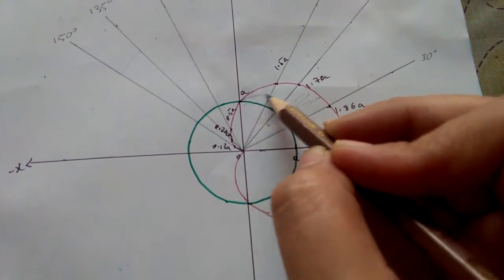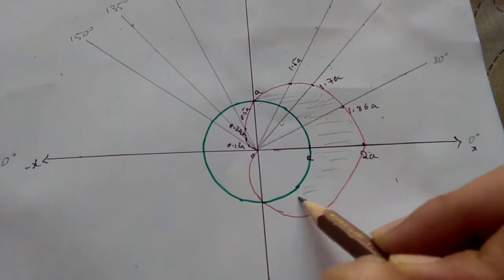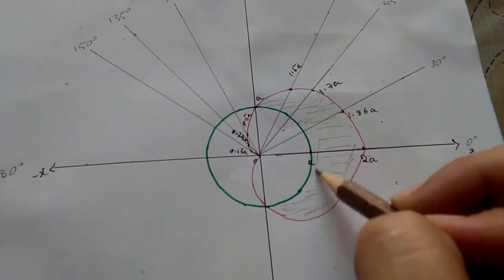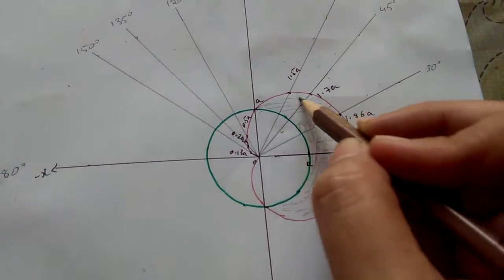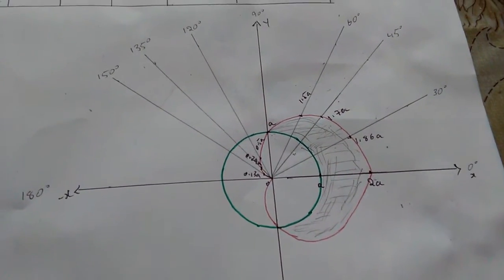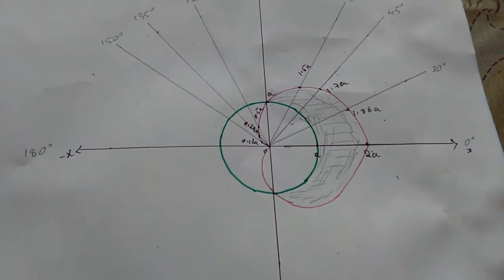So this entire portion, this whole thing, is the required region whose area we have to find out. Okay, so that's how it looks. Now the objective is to find the limits of our theta and of our r.